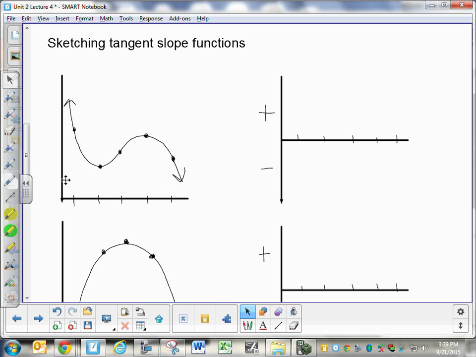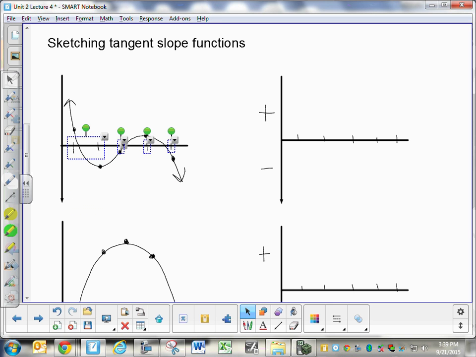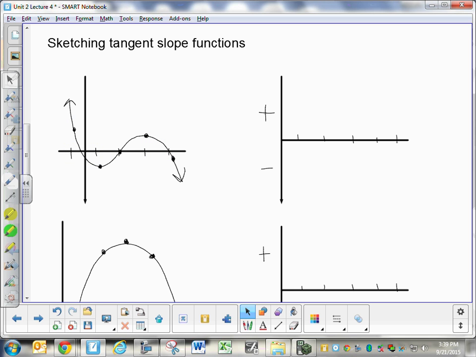Here is a function. I'm going to move this x-axis up just so I don't confuse you. Say right there, and move this y-axis over. And I'll move this over to be right there. Okay, and here's the function. Go ahead and sketch this function. You'll need to see this.